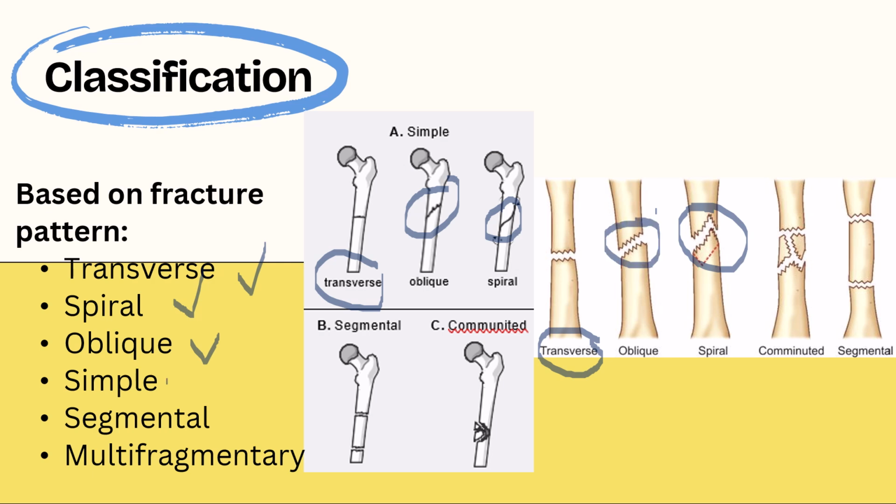And then simple. The simple is divided into 3: transverse, oblique, and spiral. So we can look at this. Transverse, oblique, and spiral are simple fracture patterns. And then segmental. This is segmental. Segmental has two horizontal segments. And then the last, multifragmentary.